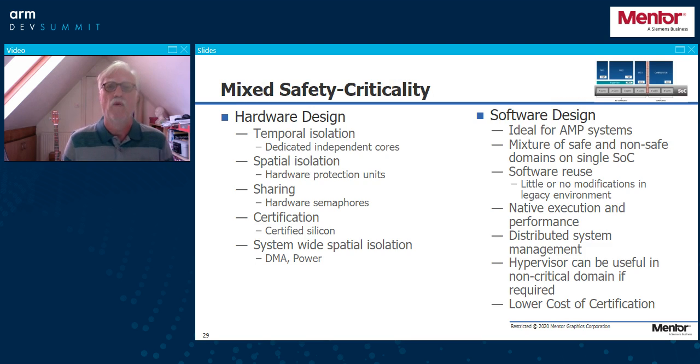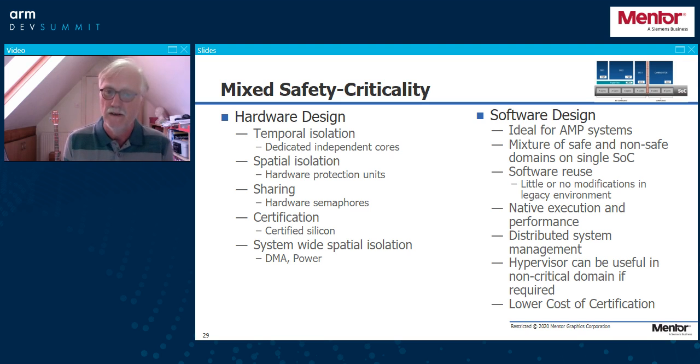Let's consider what this really means, because with mixed safety criticality, we mean our system has different levels of criticality on either side of that barrier. So from the hardware design point of view, we need to think of temporal and spatial isolation. We need hardware semaphores for sharing of resources. And of course, the silicon would need to be certified for the components which are relevant.